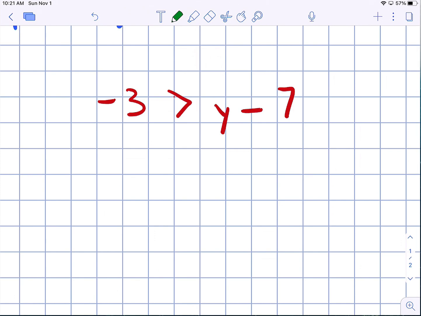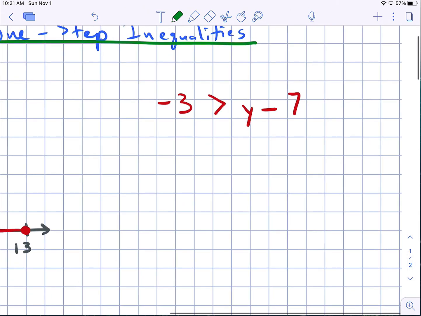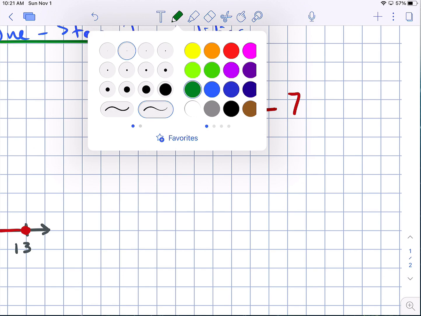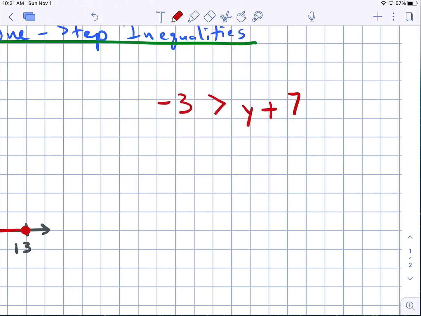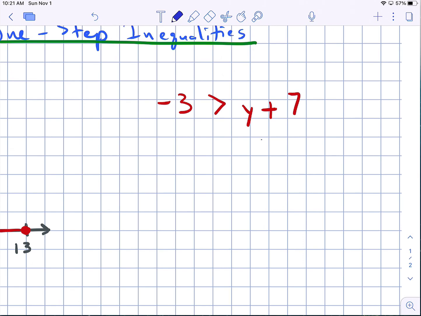But here, same thing. I have y minus 7. How do I get rid of the minus 7? Oops, I already did minus 1. I forgot to make that a plus. Hold on. Let's make this y plus 7 instead. Plus 7. There we go. So how do I get rid of the plus 7? I'll just subtract 7 from both sides. That'll get rid of it there. Negative 3 minus 7 is negative 10, is greater than y.